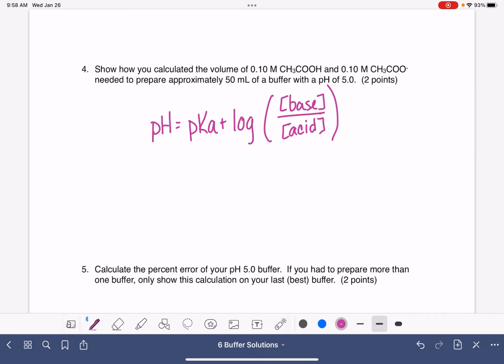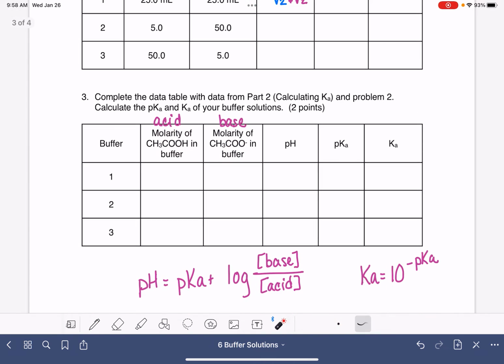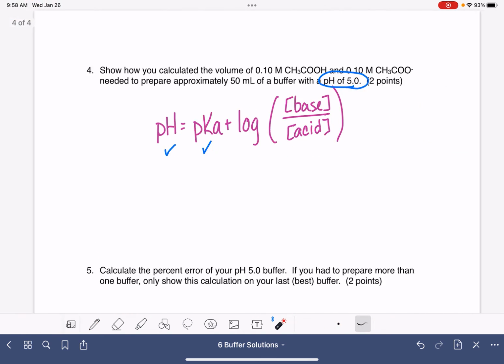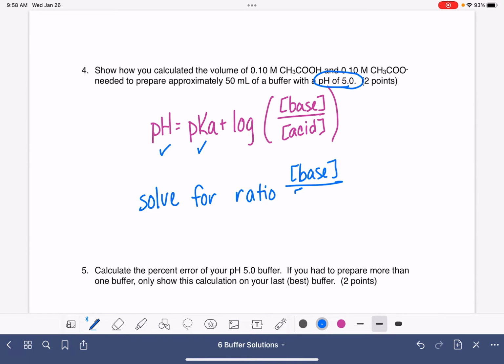But you do know that your pH, you want the pH to be 5, so you're going to plug that in for that. And you're going to use the pKa of acetic acid, not the one that you calculated over here, but the true pKa of acetic acid. You'll look that up. And then all that you're going to be able to do is solve for the ratio of the base to the acid. So you're going to be solving for the ratio of the concentration of base over acid. You're not going to be able to solve for the base individually or for the acid.